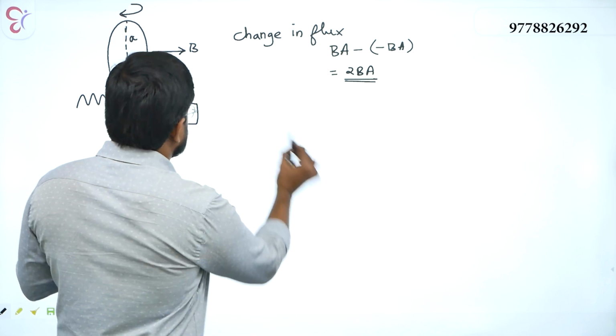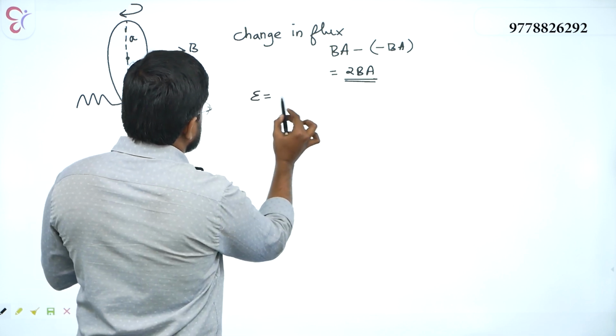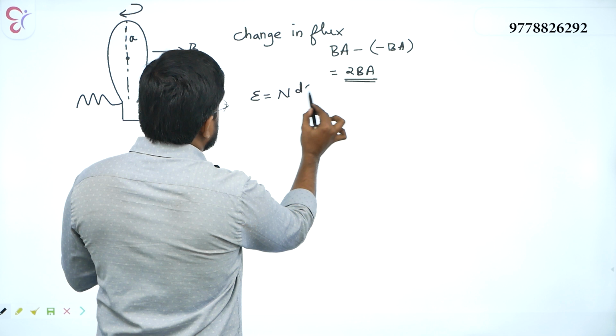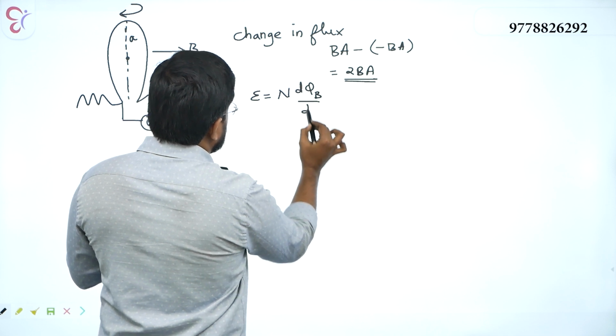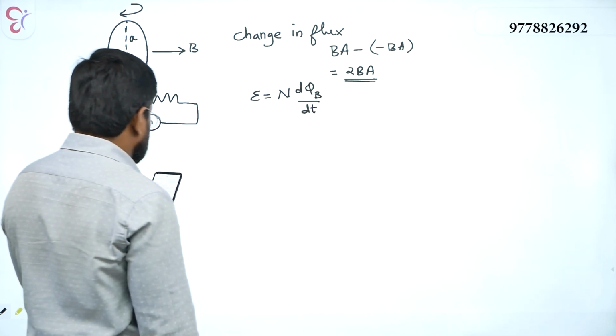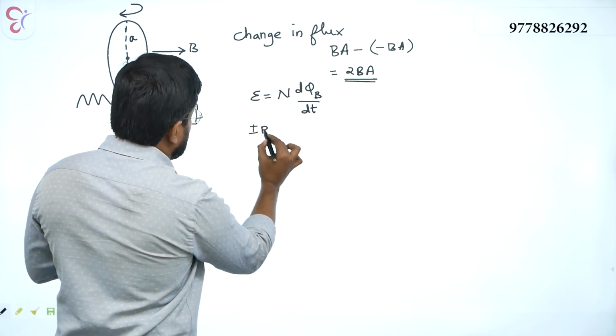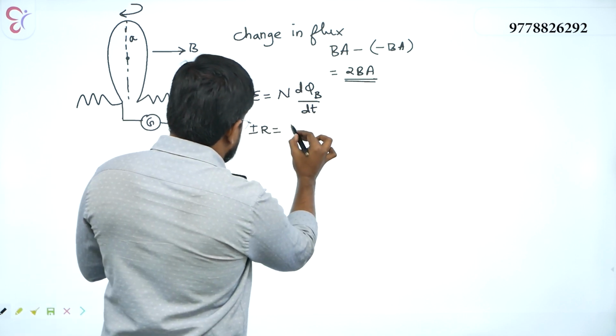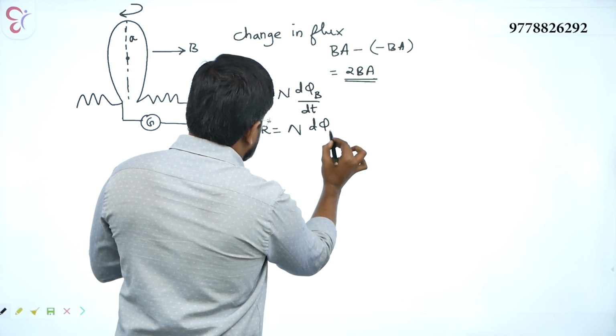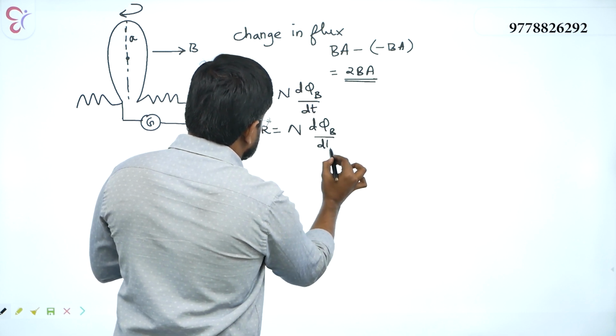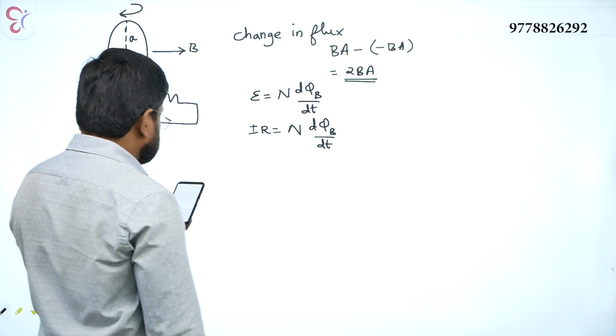Therefore, we know the induced EMF. Induced EMF is equal to N into d phi B by dt. So the induced EMF is given as I into R. I into R is equal to N into d phi B by dt.